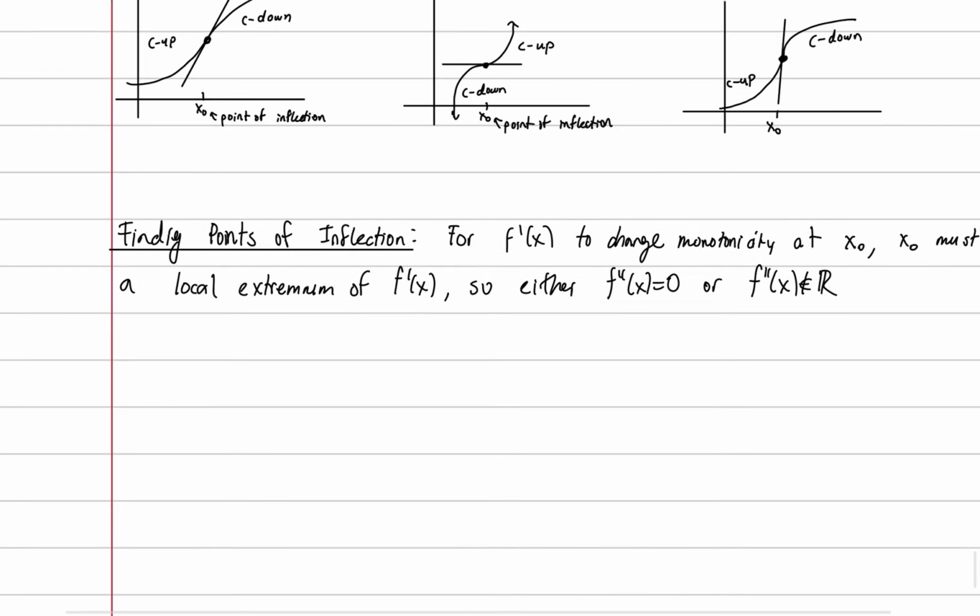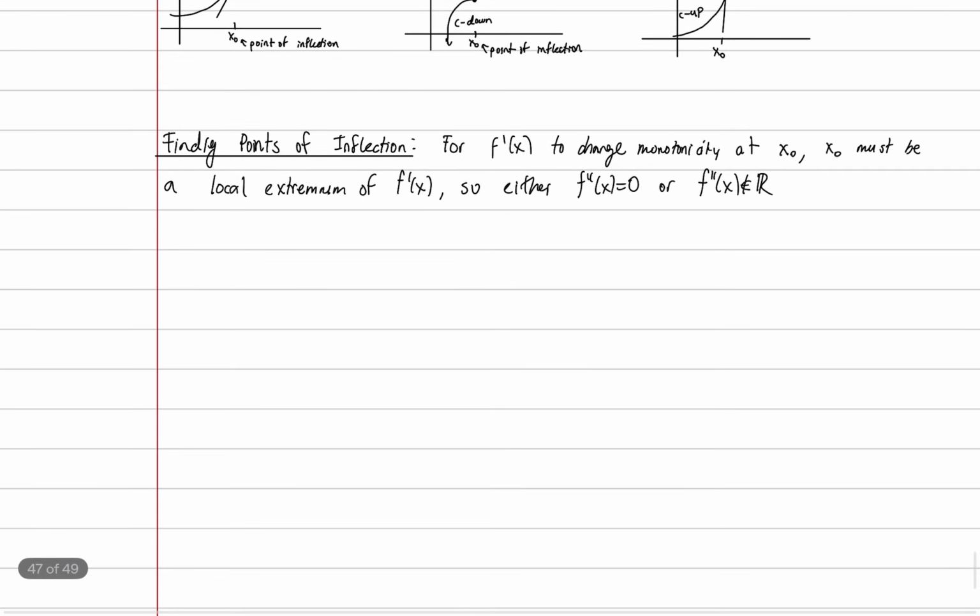It's not sudden. Now, if we want to find points of inflection, we want f prime to change monotonicity at x naught, right? But that means x naught is a local extremum of f prime, so by the zero derivative of a local extremum theorem, either f double prime is zero or it's not real, meaning we're looking for critical numbers, not of f. We're looking for critical numbers of f prime.